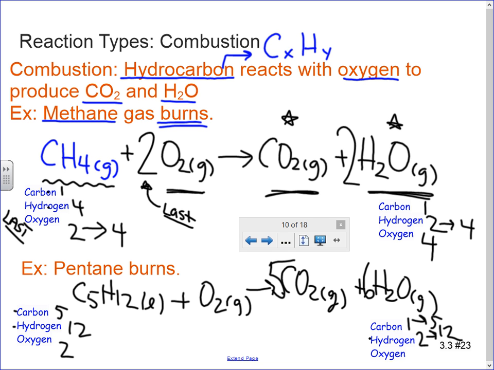Now that I've done that, I'll count up how many oxygens I actually have on the right. 5 times 2 is 10. 6 times 1 is 6. Altogether, that makes 16 oxygens. And so my last step should always be putting a coefficient in front of oxygen. If I put the coefficient 8, I will end up with 16 oxygens on the left.